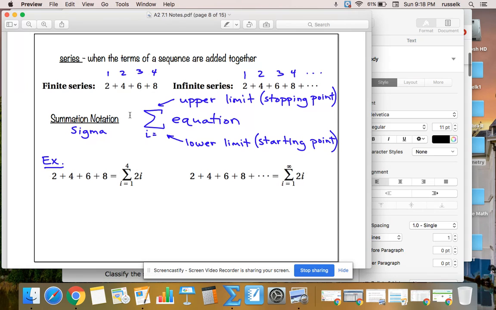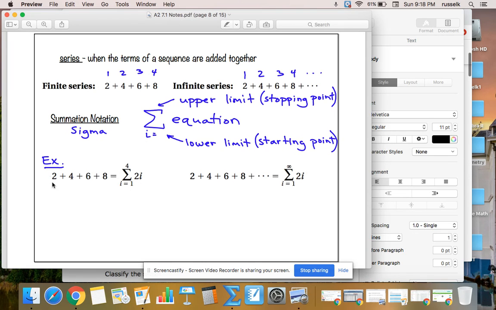Other parts of summation notation, we have our lower limit at the bottom that tells me what we start plugging in, and then we have an upper limit at the top that tells me where to stop plugging in. And then we plug into the equation that's listed after the sigma. So like in this first example, this is our equation, and we're starting with 1. We plug in 1, then we keep plugging in 2, 3, until we get to our top number of 4.